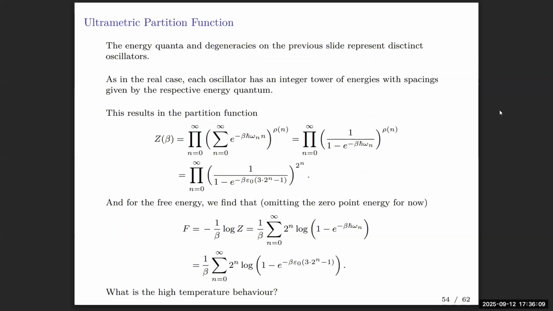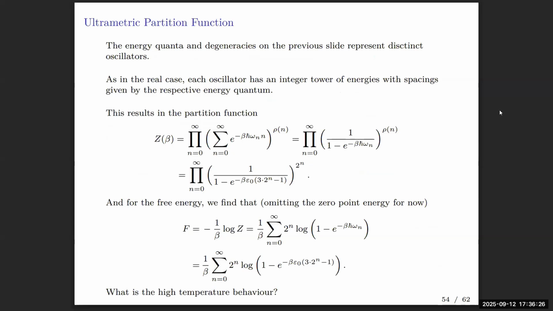And so you can write down the partition function, and it's like before. For every oscillator, we have to sum. So we still have a sum over integer spacings for any one oscillator. That's still just the standard harmonic oscillator. And then we have a power because we have a degeneracy.